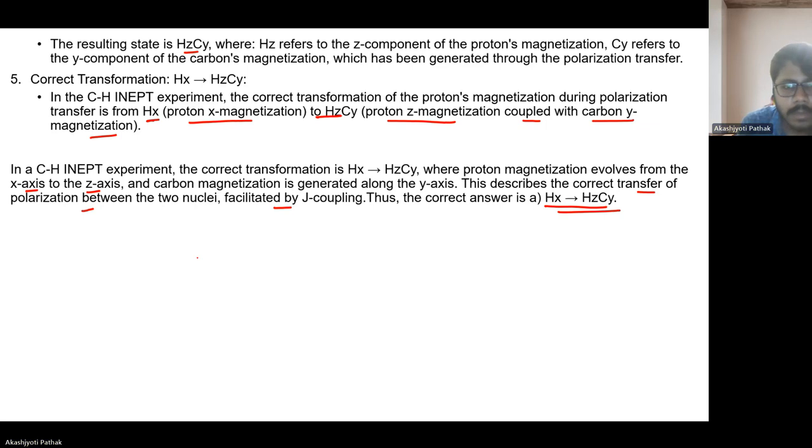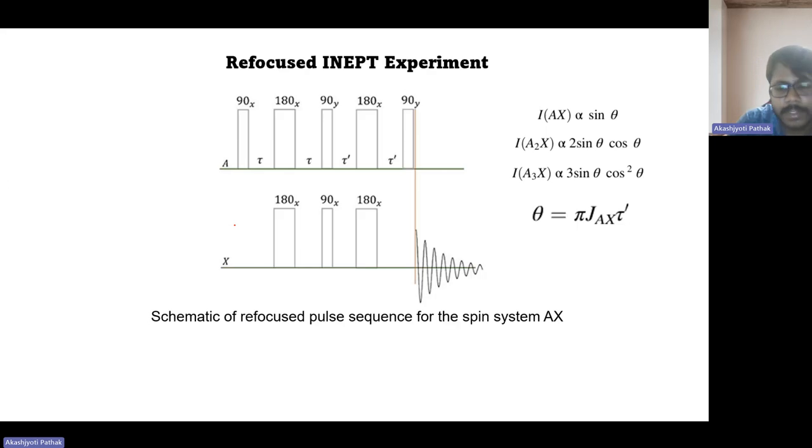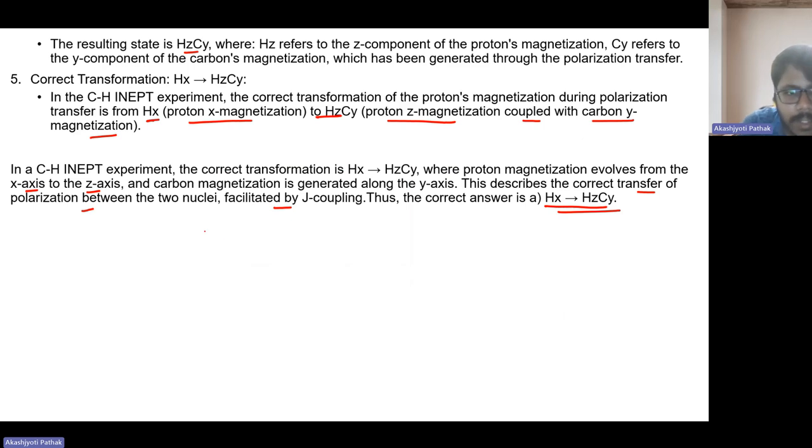So I think you remember the class in the week 8 lecture classes. What was the case in a case of INEPT? Because we'll move on to the next concept, which is the refocused INEPT, or INEPT plus, right? So we'll try to understand it diagrammatically. Okay, what is happening?